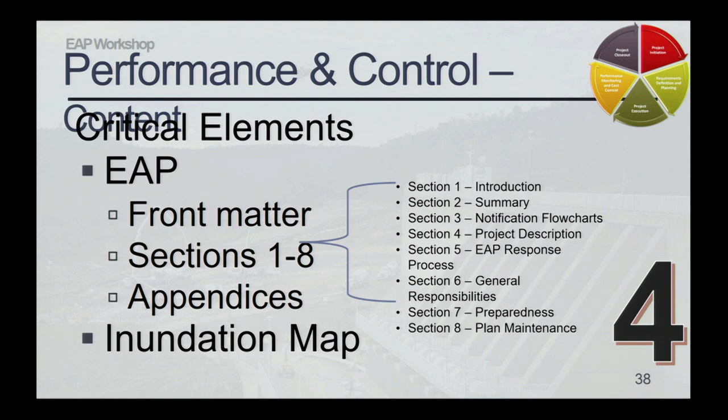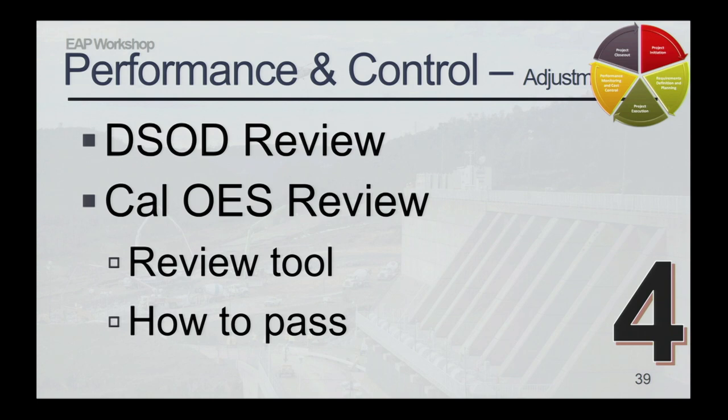These two components of your emergency action plan, the EAP and the inundation map, will be reviewed by their respective agencies. So DSOD will review your inundation map, but we do not recommend waiting until that map is approved before beginning the EAP process. So again, inundation map can happen at the same time as outreach and the same time as your editing and research and writing of your EAP. Once your inundation map is complete and your EAP is complete, you'll submit that completed package to the Governor's Office of Emergency Services for review and approval.